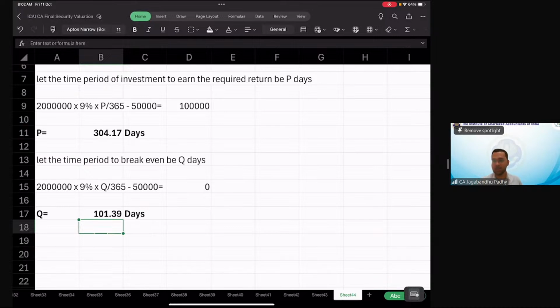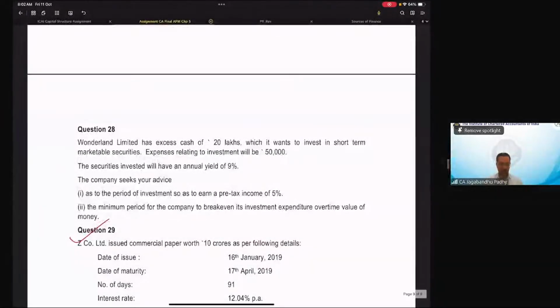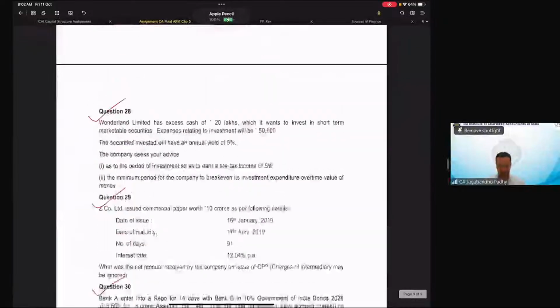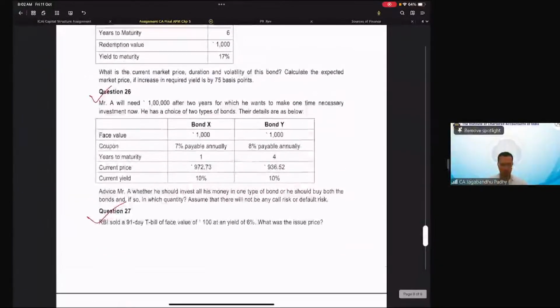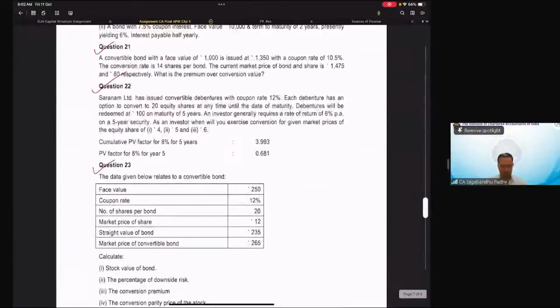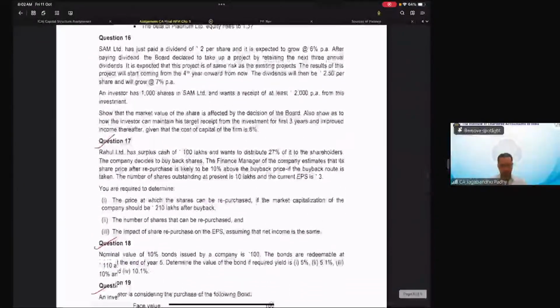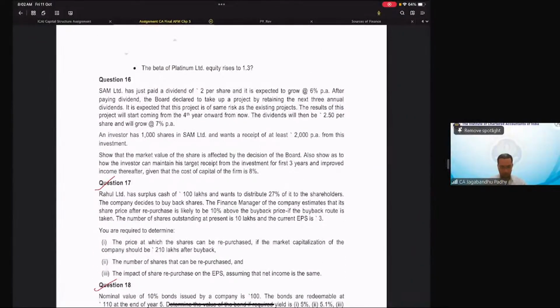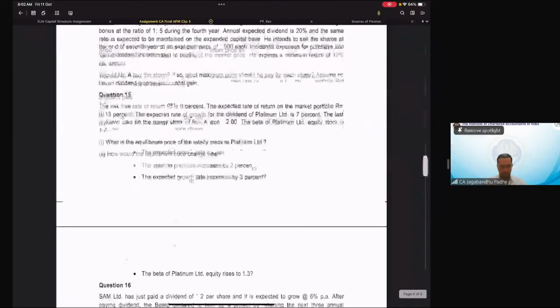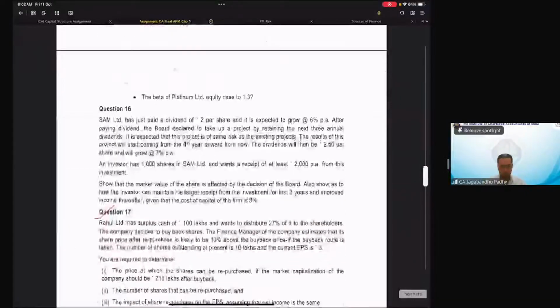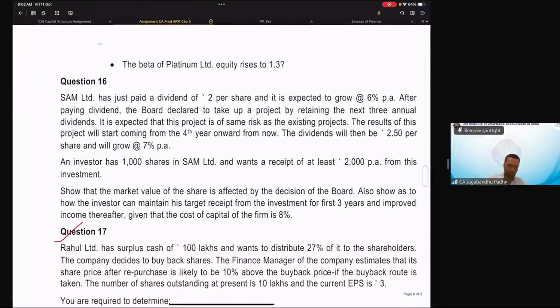Okay. So that is this question number 28. Okay. So question 28 is done. 28, 29 is done. Let me do maybe a couple of or one more question. Yeah, let's go for this question 16. Let's understand this question number 16, guys.